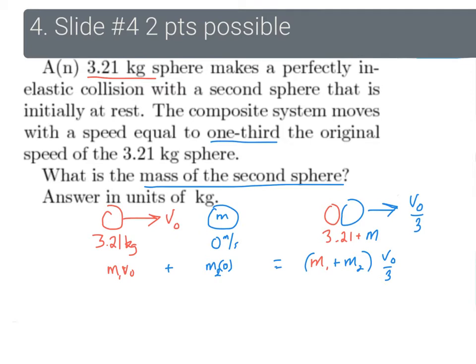So once we clean this up, we can see that this will drop off and go away. And we want to try to get m2 by itself. So we're going to multiply both sides by the reciprocal of v naught over 3. So the reciprocal is 3 over v naught, and we'll multiply the left side by 3 over v naught. So notice how this is going to reduce away, and on the left side, v naught will reduce away.